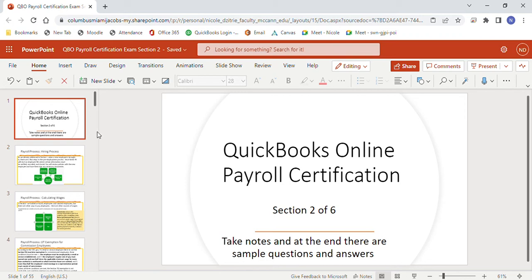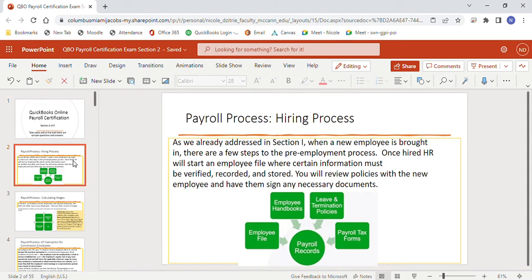All right, so this is section 2 of 6 for the QuickBooks Online Payroll Certification Exam. And we're starting off with the hiring process. As we already addressed in section 1, when a new employee is brought in, there are a few steps to the pre-employment process. Once hired, HR will start an employee file where certain information must be verified, recorded, and stored. You will review policies with the new employee and have them sign any necessary documents.